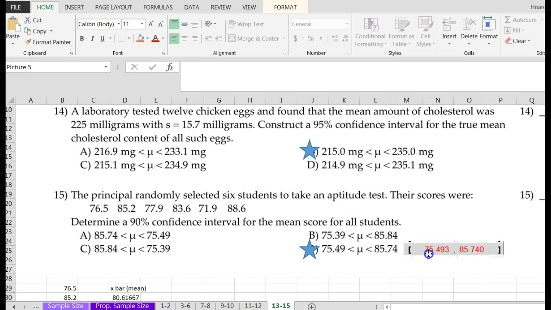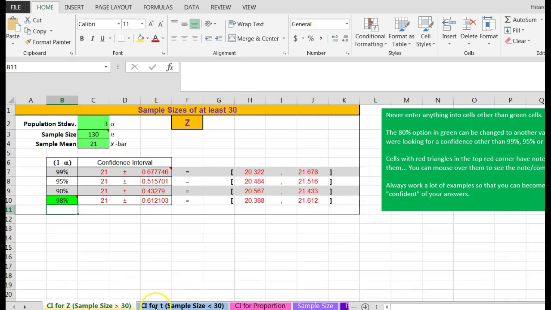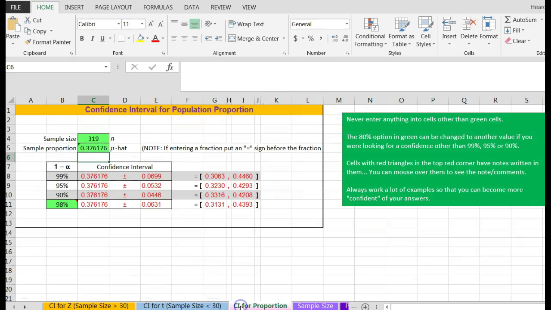You do not have to do that, of course. I'm just doing it because I lose my train of thought. But we have nailed all 15 of those problems. We've used every one of these tabs. We use the confidence interval for Z. We use the confidence interval for T. Confidence interval for proportion. When using that, remember that the sample proportion, if you want to do a fraction, you can easily just type in equals. Remember that your sample proportion is never going to be less than 0, and it's never going to be more than 1. It's going to be somewhere in between.